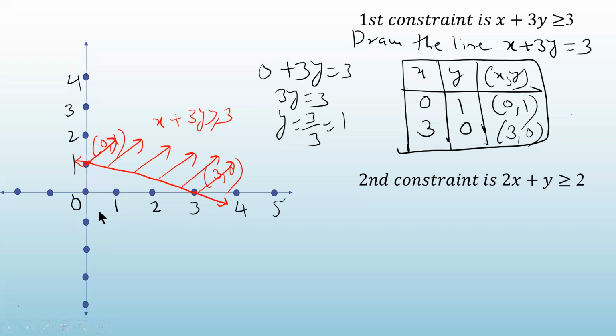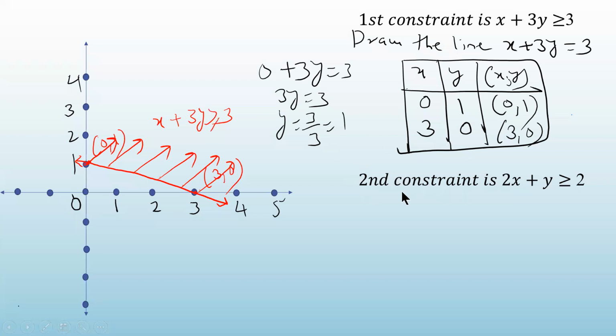As before, this region will be less than 3 because 0, 0 lies in that. So when you put x equal to 0, y equal to 0, you are going to get left hand side as 0 and the right hand side is 3. So 0 is less than 3. That means this portion is less than 3. So the portion of the plane which is above the line will be denoted by x plus 3y greater than 3.